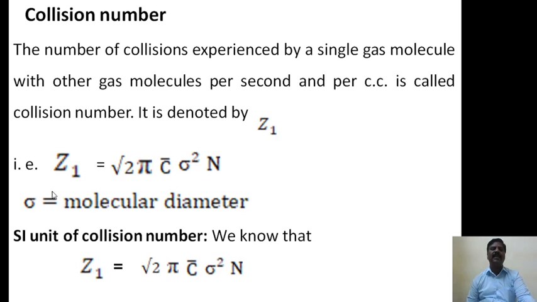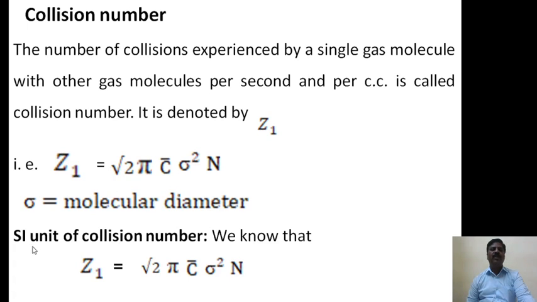We can write the direct expression that Z1 is equal to square root of 2 pi into average velocity into collision diameter square into the number of gas molecules. Here sigma is the molecular diameter. Therefore, Z1 is equal to square root of 2 pi into C bar sigma square and n. These are the product. This expression is the collision number.